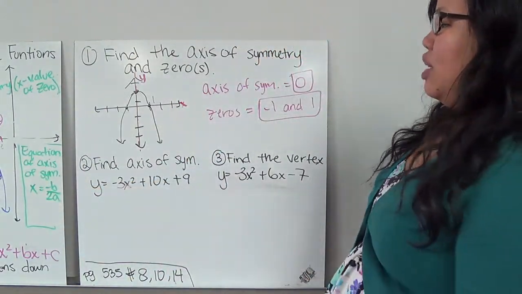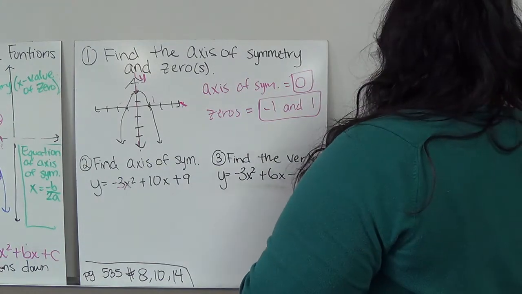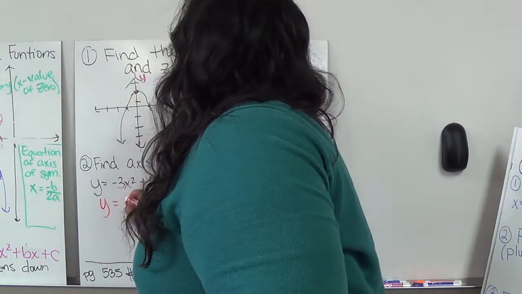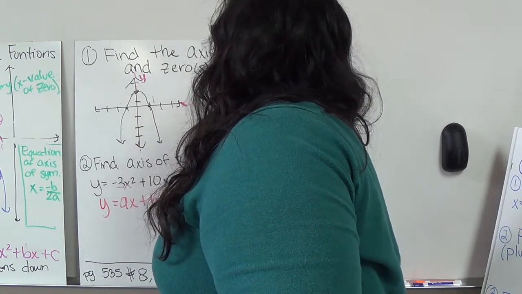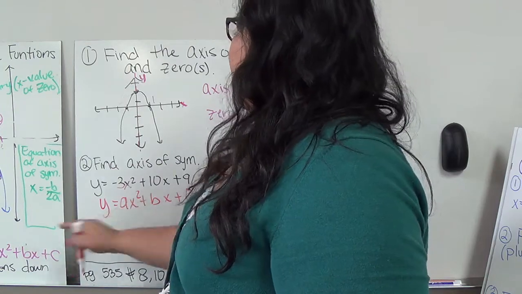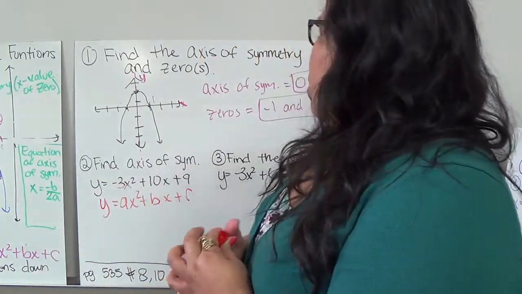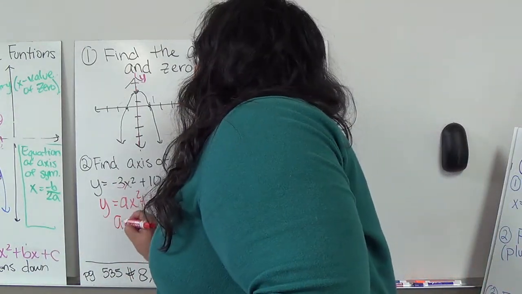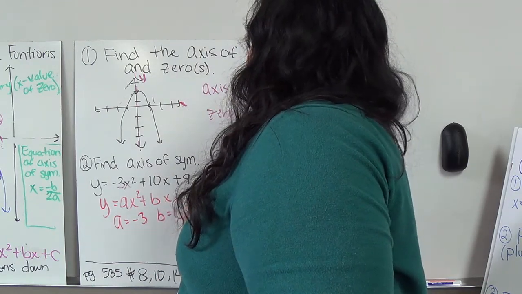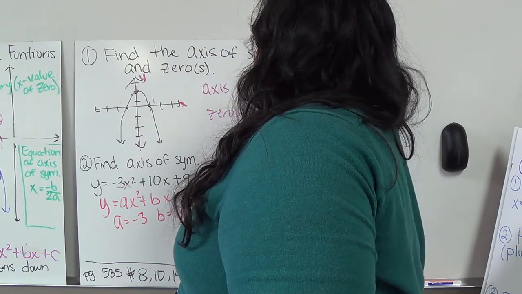So the equation of the axis of symmetry is x equals -b over 2a. So my equation is y equals ax squared plus bx plus c. In this case, it's negative, so we know it opens down. So we know that a equals -3. We know that b equals 10, and c equals 9.